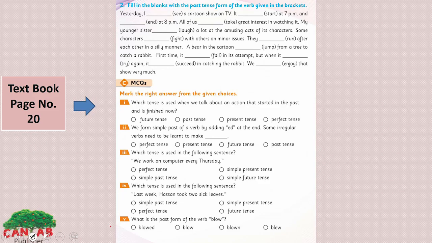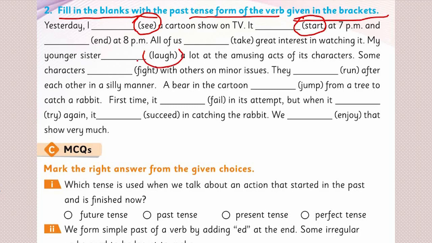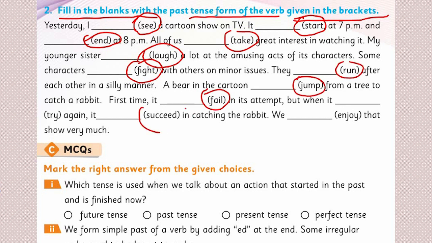Look at here the page number 20, question number 2. Fill the blanks with the past tense form of verb given in the brackets. What you need to do, the words given in the brackets are the present form, the first form of the verb. You have to change it into the second form. Just simply read the story. This is told to us in a past tense. So you have to change it in a past tense. All the given verbs in the brackets, you have to change into the second form of verb.